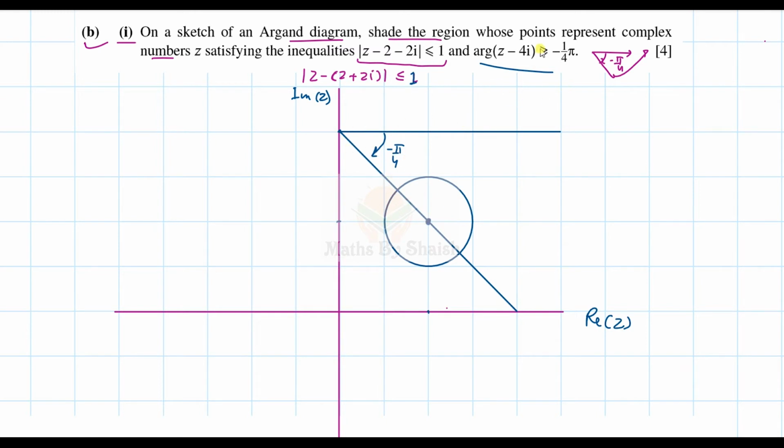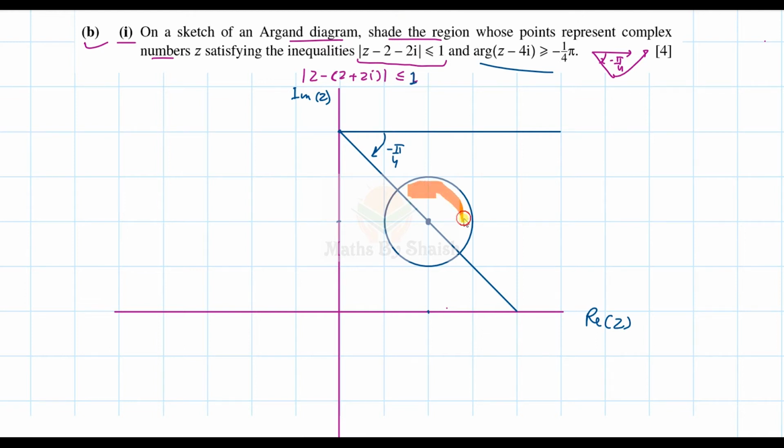And now if it is greater than -pi/4, so you will shade this region, and if it is less than or equal to 1, so we'll shade the inner part of the circle. So altogether we will get the intersection, which is the required region to shade, is going to be this.